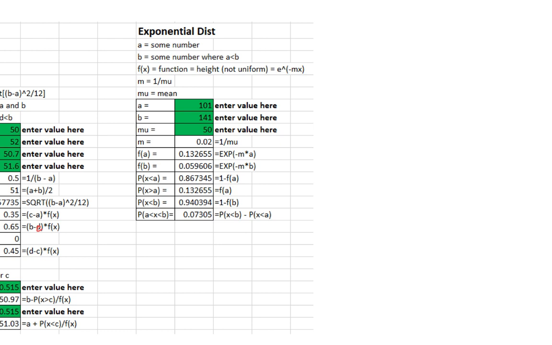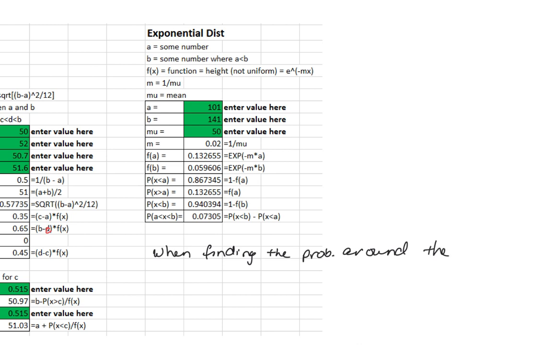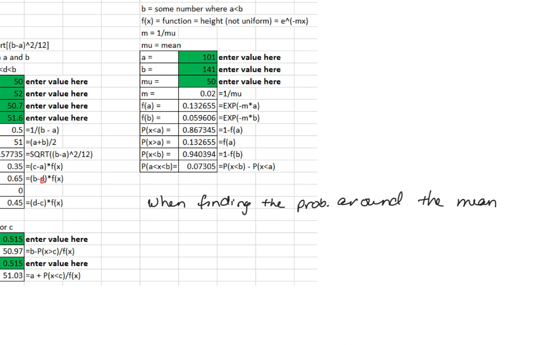So I might have here, when finding the probability around the mean. So the mean, not my mean, the mean. Okay. So once again, I would still have my mu. So I would have my mu here. And I could just do an enter from this cell up above, or I can just enter it.